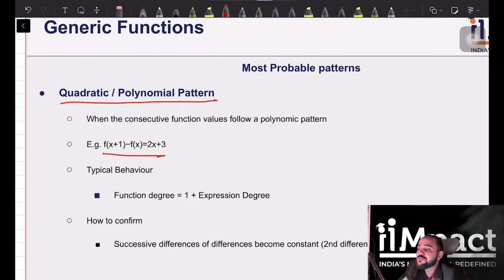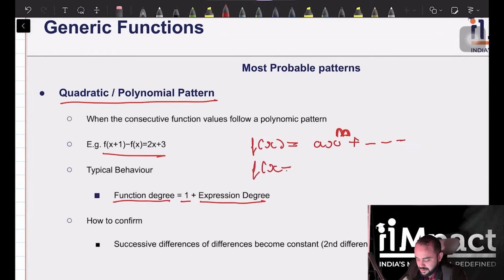The function itself should have a power of 2. It should have 1 greater than the difference. So your function degree will be 1 plus expression degree. And the reason being that when you write f of x as ax square plus something, or let me say ax to the power n, when I do f of x plus 1, you will get a times x plus 1 to the power n, and so on.